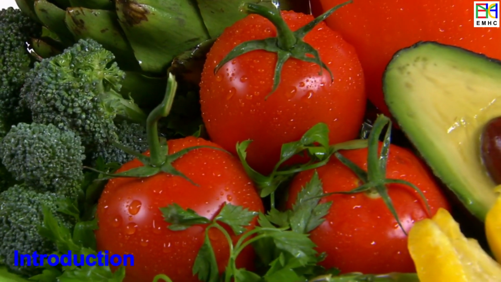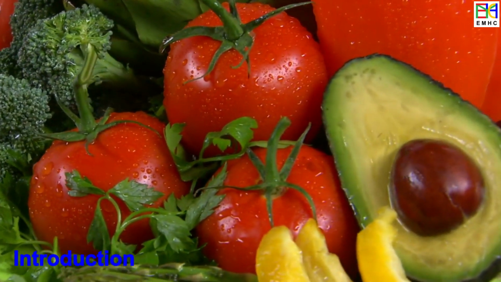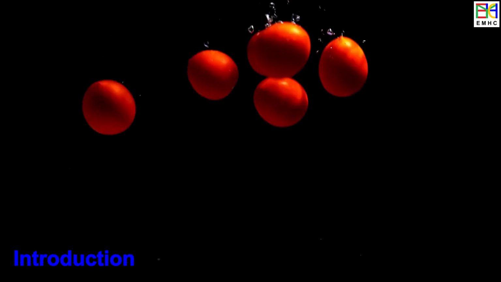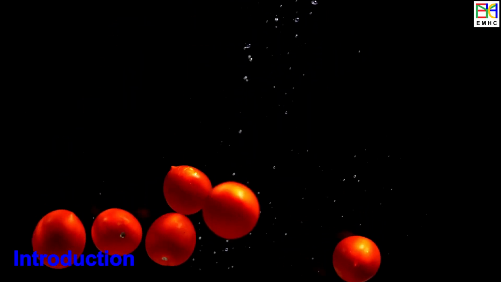Tomatoes are one of the most widely grown vegetable crops in the world. The first domesticated tomato plants are thought to have been grown by the Aztecs in what is now modern-day Mexico.